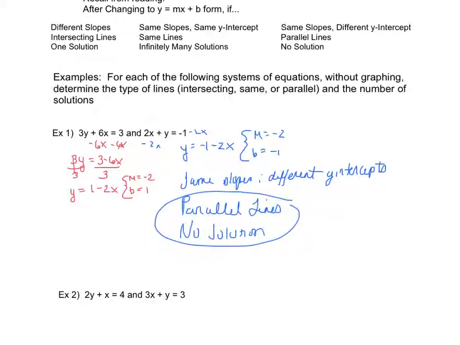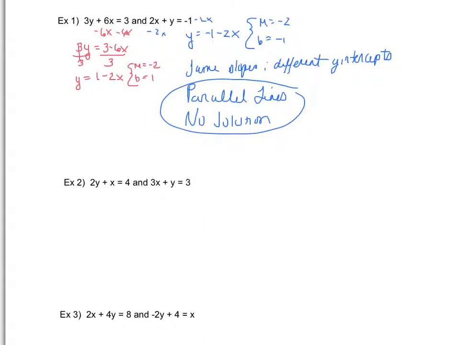I'm going to go ahead and look at example 2, and I'm going to do the same thing. So again, I'm going to start by changing to y equals mx plus b form. On this first one, I'm going to subtract an x from both sides, giving me 2y equals 4 minus x. I'll divide by 2, giving me y equals, excuse me, I'm just going to have to rewrite over that. 4 over 2 is 2 minus x over 2.